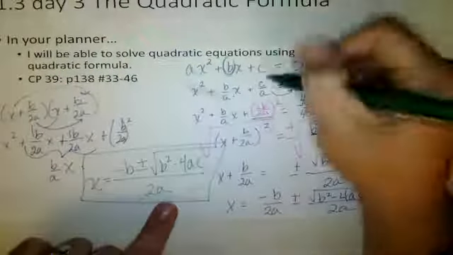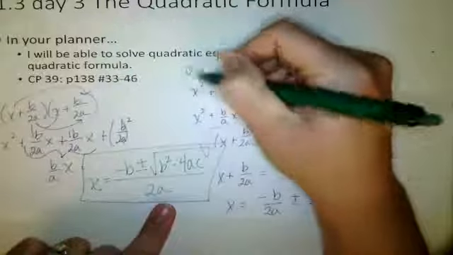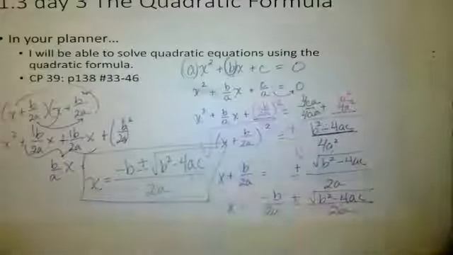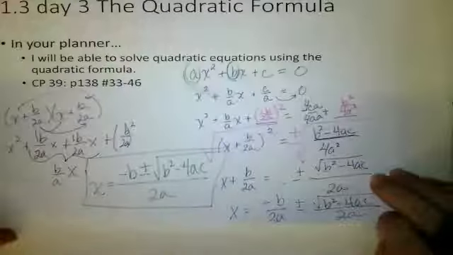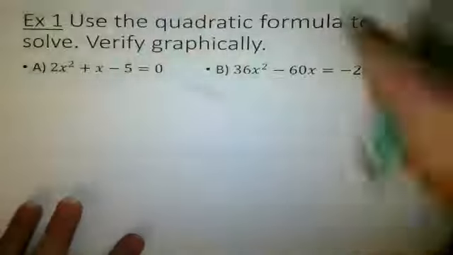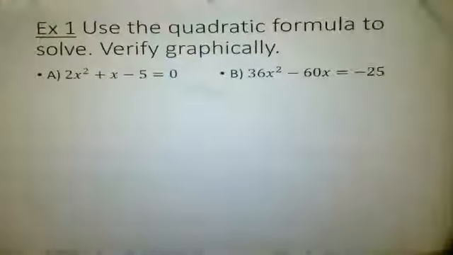And the c is the constant, and the a is the number in front of the x squared. So we're going to memorize this formula and be able to apply it correctly. So here we go. Example 1, use the quadratic formula to solve. And yes, those are the instructions.